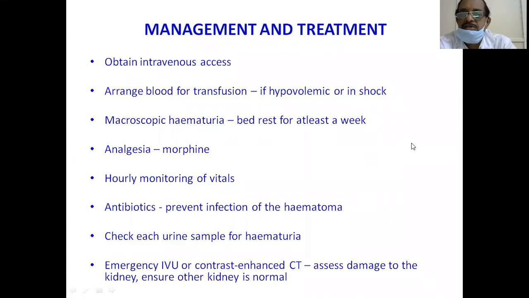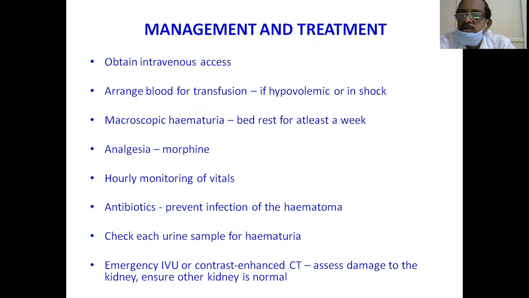So how do you manage? As I said, obtain intravenous access. The patient may require blood and rapid fluid replacement if in shock. So you have to have intravenous access. Arrange blood for transfusion if there is hypovolemic shock. Always better to be prepared. As I said, there could be torrential bleeding once the clot discharges.